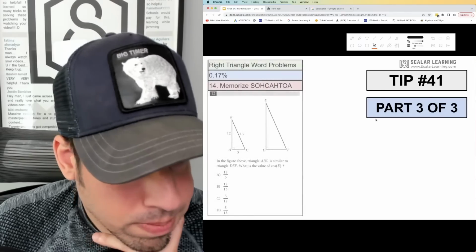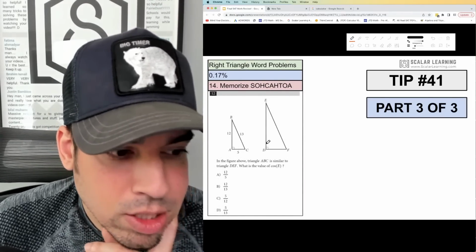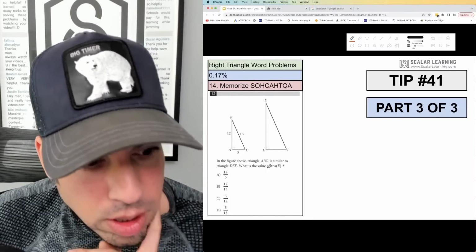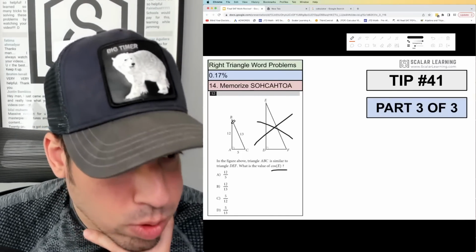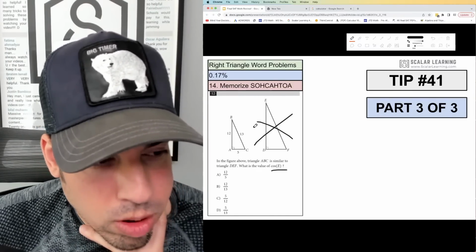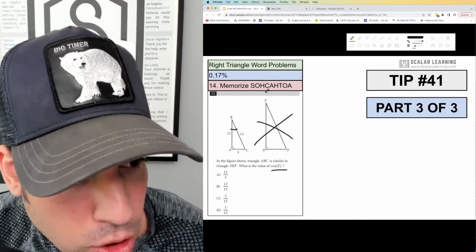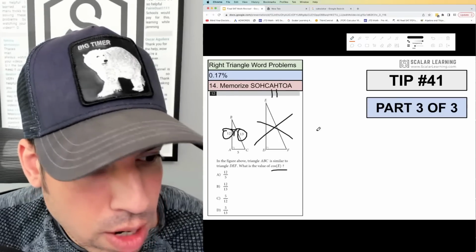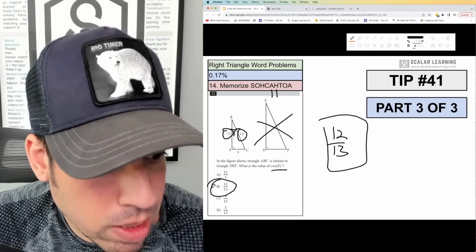And 41, SOHCAHTOA. As I told you guys, got to memorize it. Now, these are similar triangles. What's also interesting, if they're similar, is I don't even need to really look at this value. I just say, hey, what's cosine of E? Well, E and B are the corresponding angles. What's cosine of B? And what is SOHCAHTOA? For cosine, it's adjacent over hypotenuse. Adjacent over hypotenuse. 12 over 13, which is B. Boom. That's it.